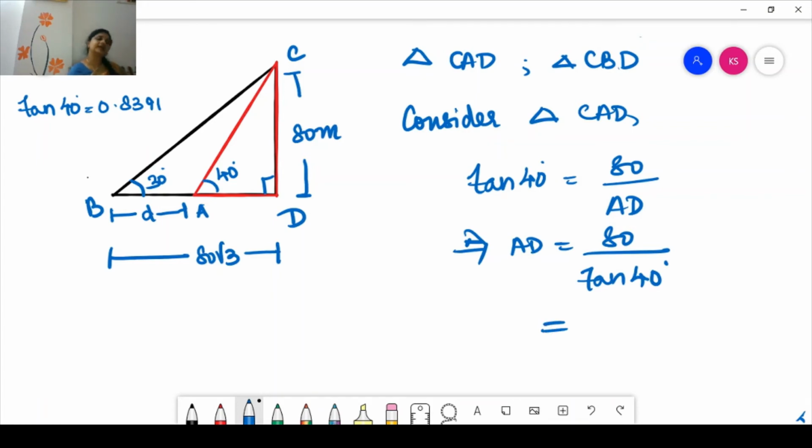You have the tan tables with you that will be provided in the examination for you. You can look into that and get the tan 40 value. So tan 40 value is 0.8391. Okay. So 80 by 0.8391.